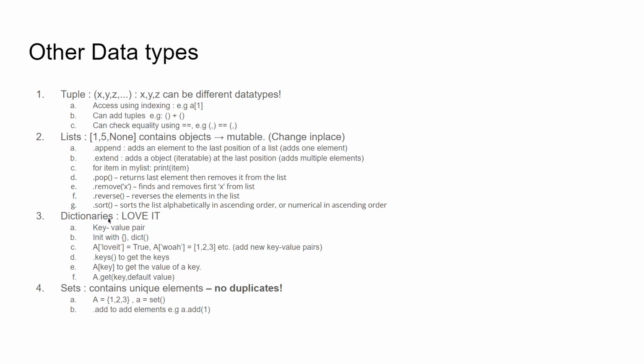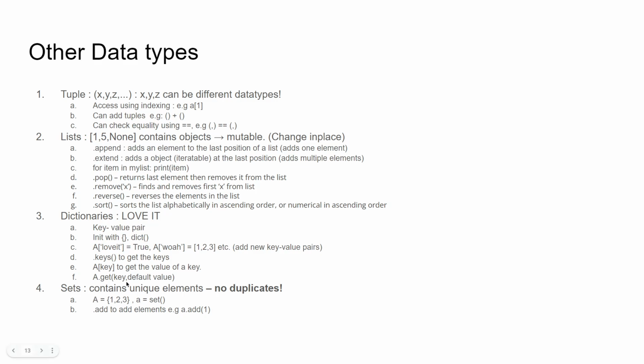Finally, we've got dictionaries. Dictionaries use a key-value pair. They look a little bit like hash tables, and they are very, very good for recovering information. You can use .keys to find the keys of the dictionary. And you can also use the brackets to access the value of a key, or also use .get to access the value of a key, but if the key doesn't exist, you get the default value that you specify. We will see in code exactly how each of these work.